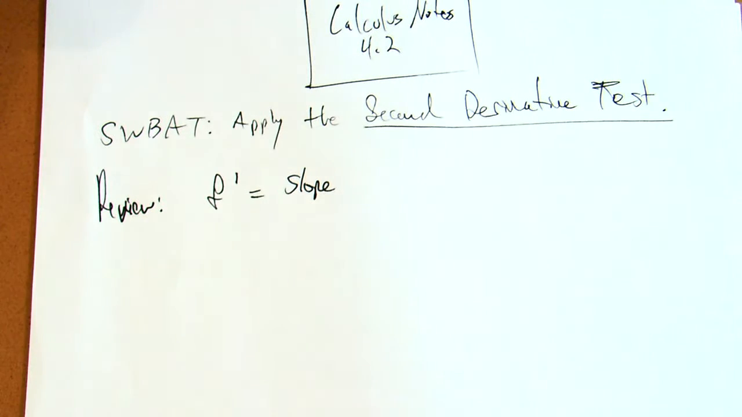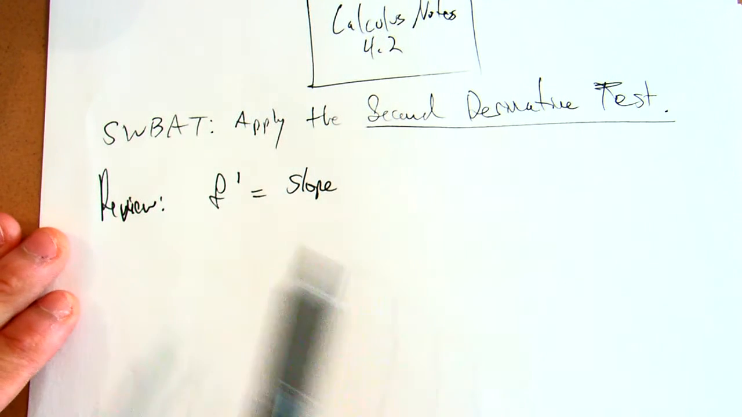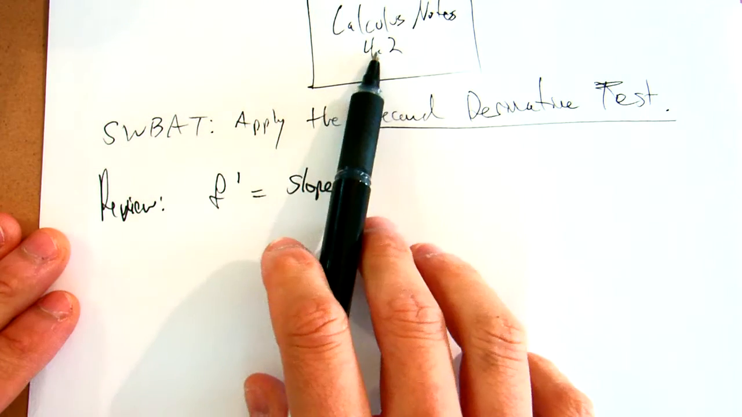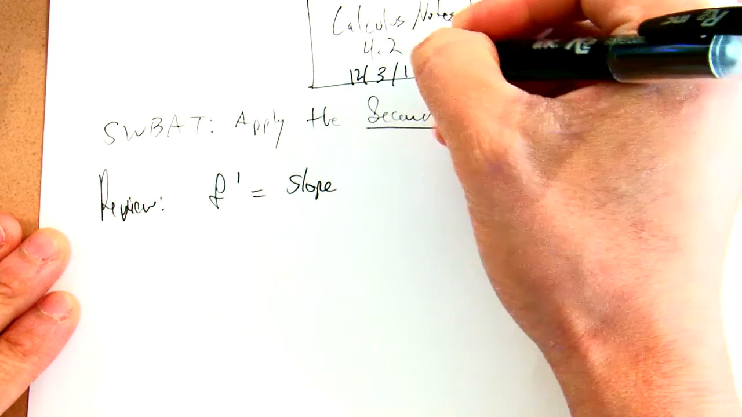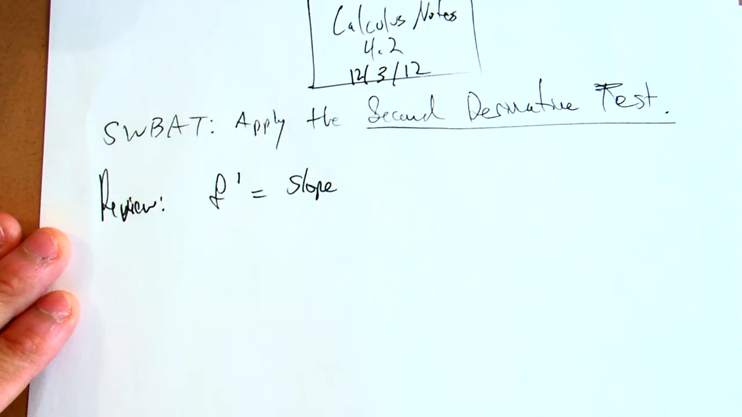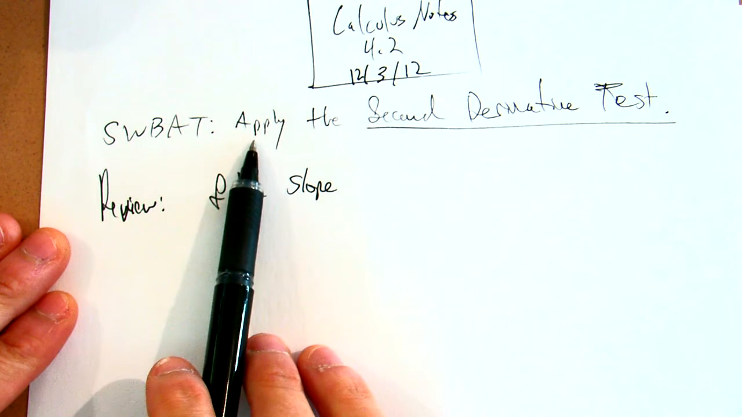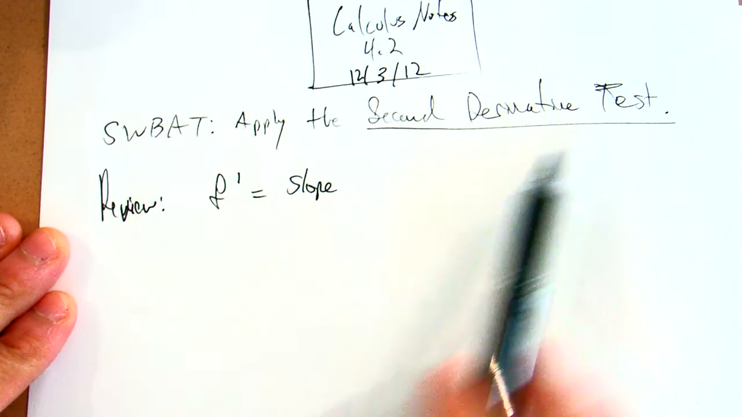Okay, so we're recording right now, and our notes for today, and today is 12/3/2012. So we're about 22 days off of Christmas, and our goal for this objective is we're going to be able to apply the second derivative test.